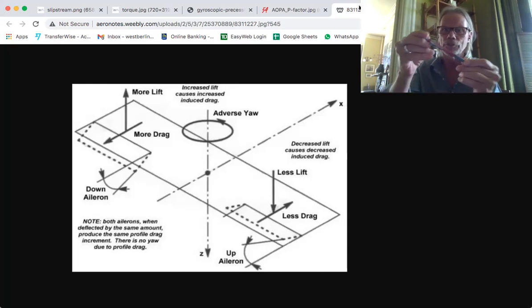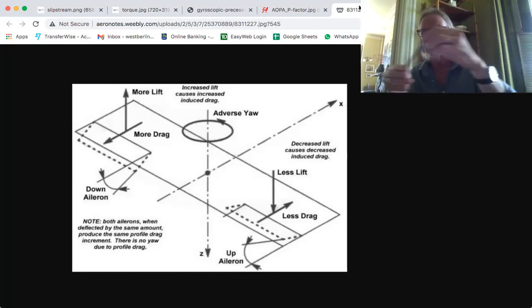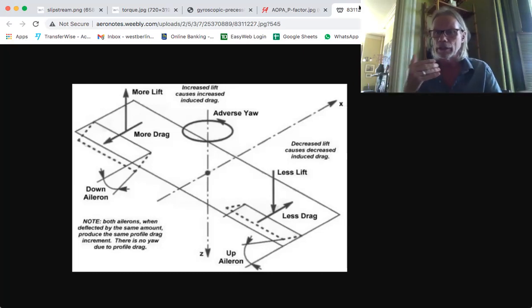It banks and follows a circle. Okay, and that's because one wing is generating more lift than the other. Well, how do we do that? Well, we do that with ailerons. The aileron on each wing is in effect a control that controls the shape of the wing, which controls the lift factor of the wing.